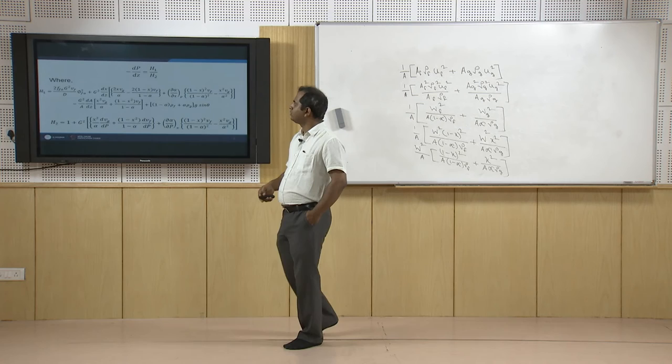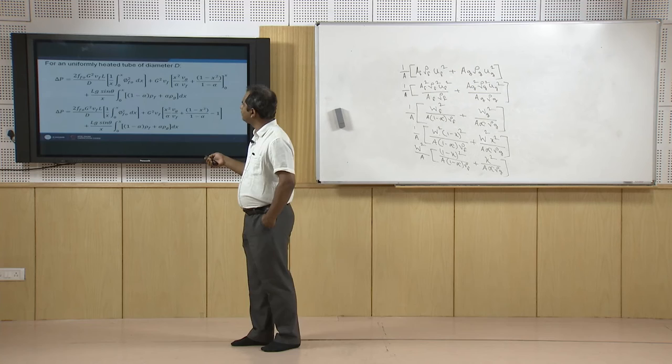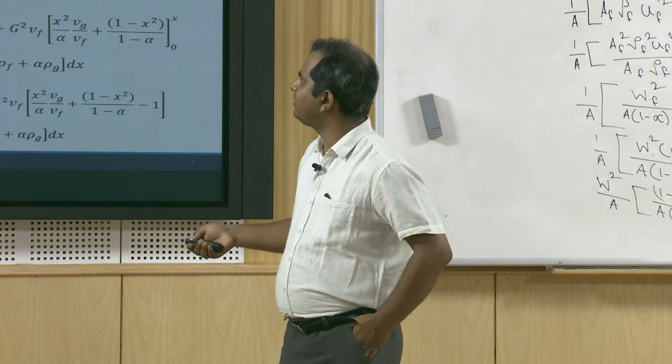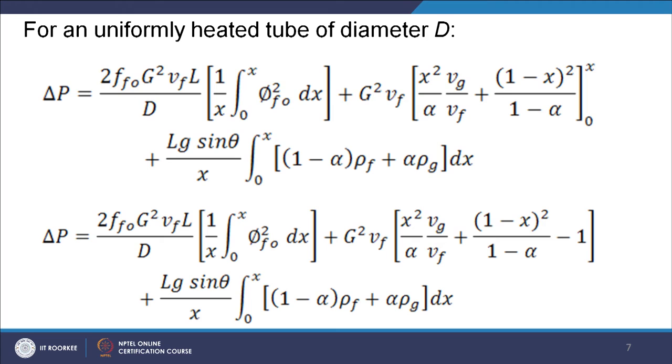So, we have to integrate these things. Let us integrate for a finite length, that can be a pipeline having L length, where the mass quality is changing from 0 to x. For the first term, the frictional part, this is a constant term. It is not varying with respect to x, because we have taken the fluid only assumption over here. But the multiplier phi f o will be dependent on x. So, 1 by x into the integration of 0 to x phi f o square into dx remains in the integration. This somehow we need to find out.